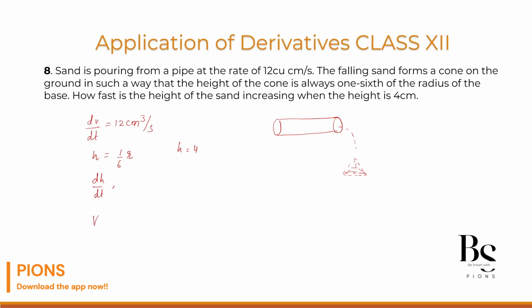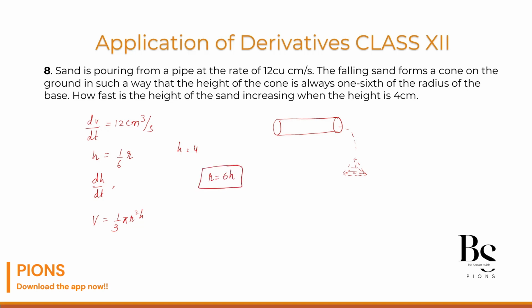Clear? So first of all, what is the volume formula? Volume of a cone will be 1 by 3 pi r square h, right? Because the volume with which the sand is coming out of the pipe, that volume is forming the cone, right? So that volume of sand will be equal to the volume of the cone which is formed. So V is 1 by 3 pi r square h, right? Now let's differentiate it. It will be dV by dt. But before we differentiate, we have to convert this two variable equation into one variable equation first. So our h is 1/6 of r and we have to find h. So let's convert r into h. So r will be 6 times h.